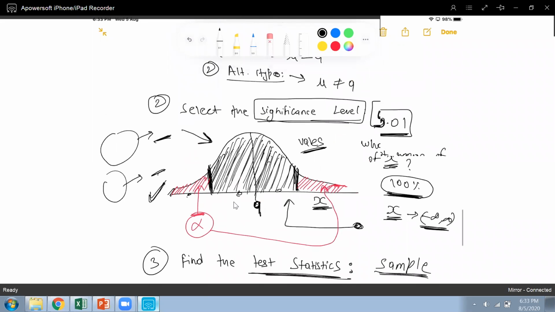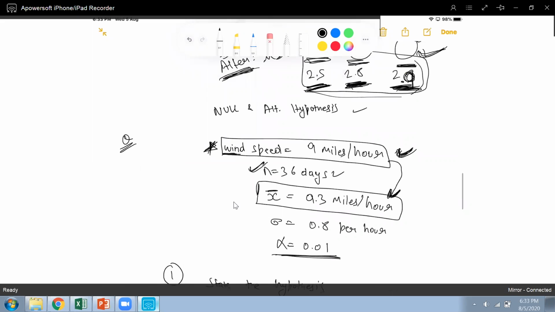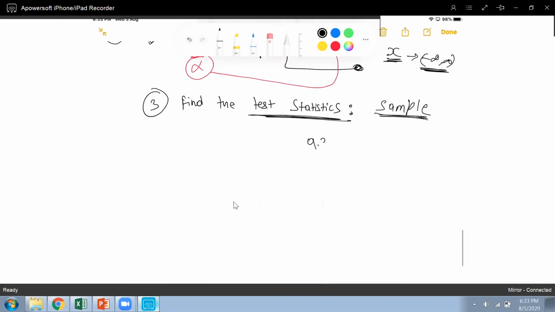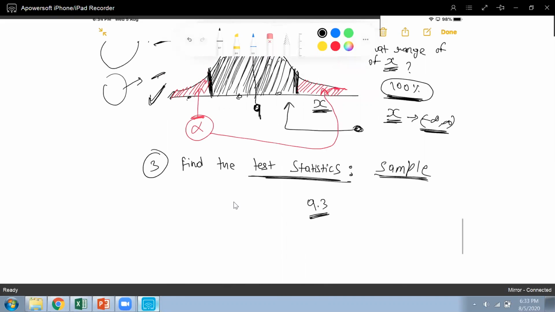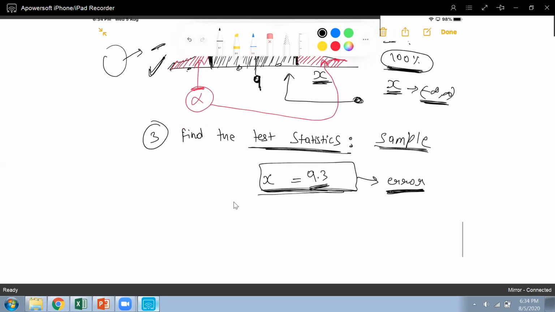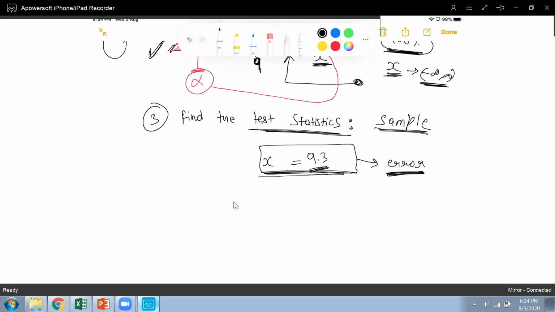From the test statistics, what I found is that the average wind speed is now 9.3. Average wind speed is 9.3. So what should I do? Should I accept this value? What happens is that there will be some error in this. That's why we use some other formula for finding the test statistics.